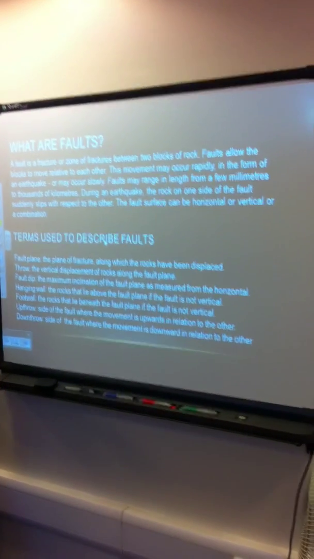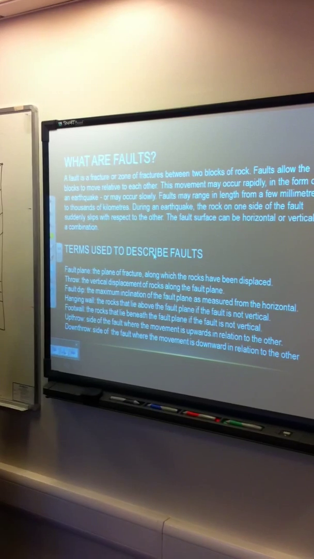Our presentation is going to be about faults. A fault is a fracture in the rock along which there has been an observable amount of displacement. Terms used to describe faults.